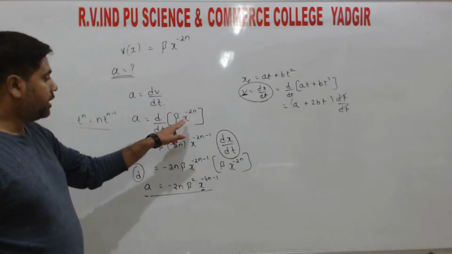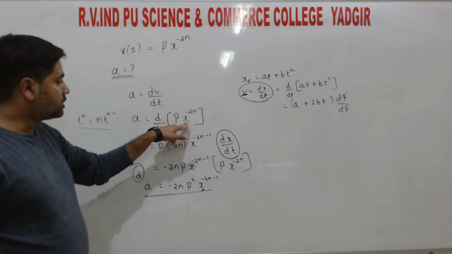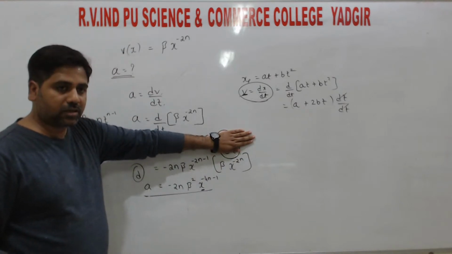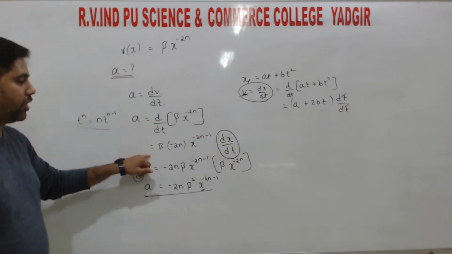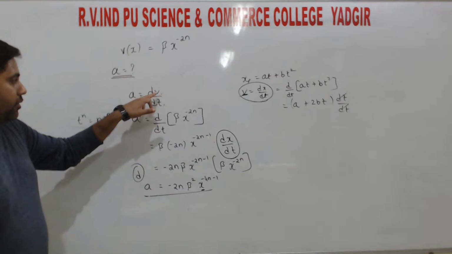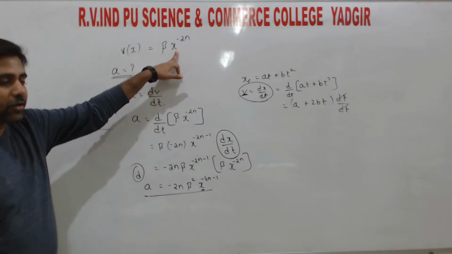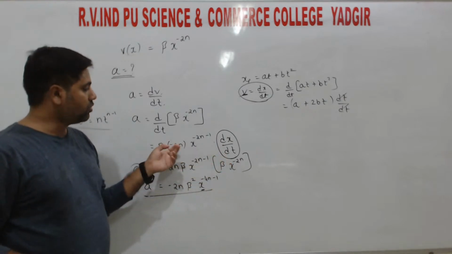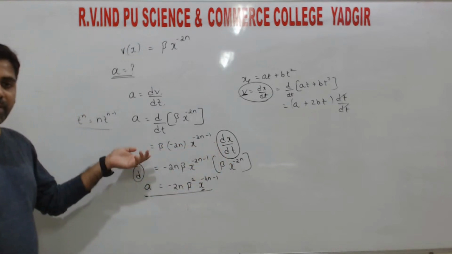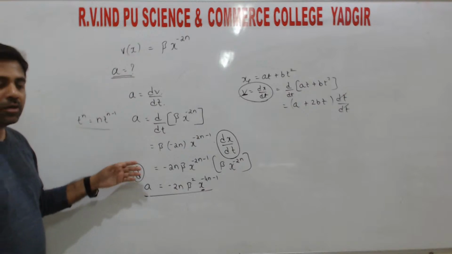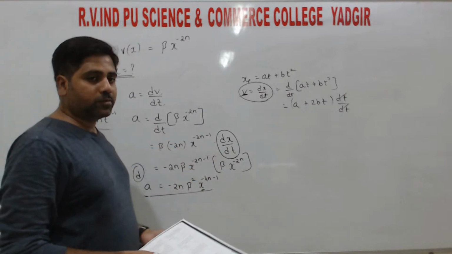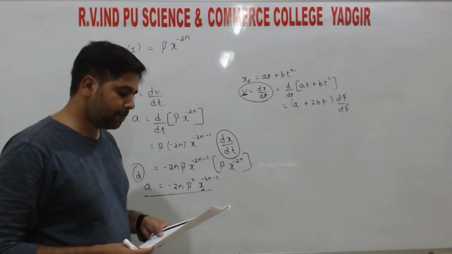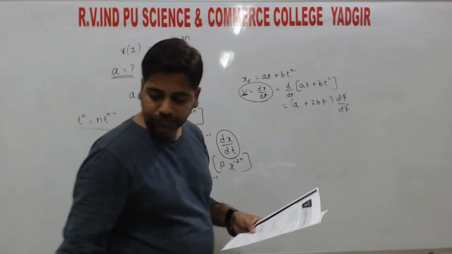Here, if they had given x in terms of t, then dt by dt would cancel, right? So directly we can differentiate. Since velocity varies with respect to x, we need to differentiate x with respect to time. All these rules you will study in detail in differentiation in maths. Here, since problems come in ours, you need to understand this, right? Next question.